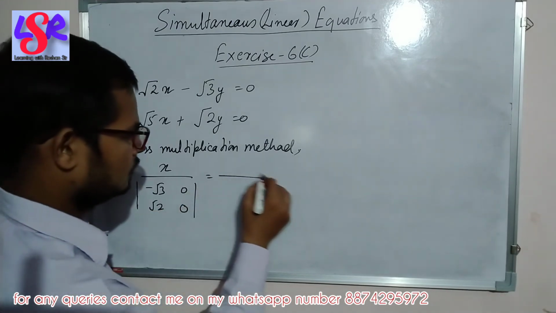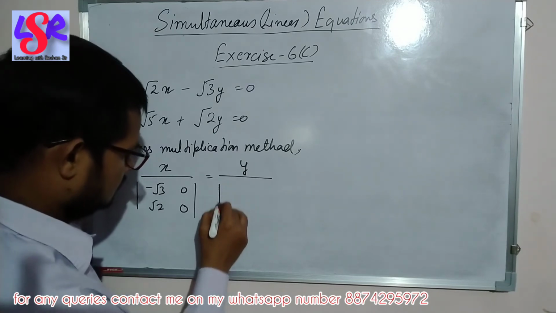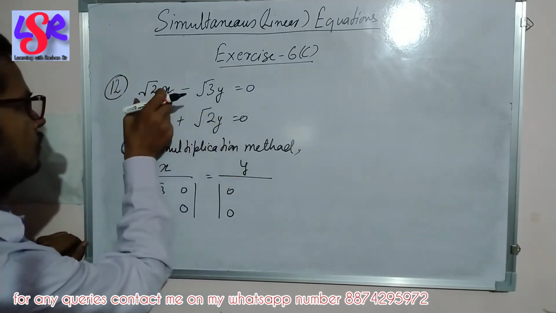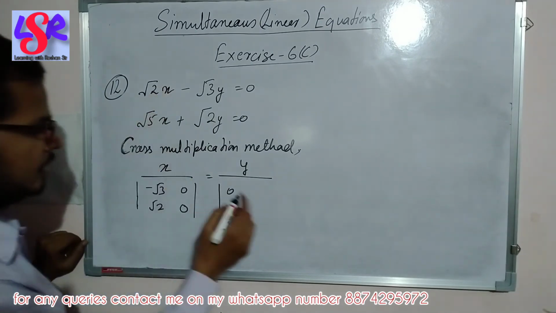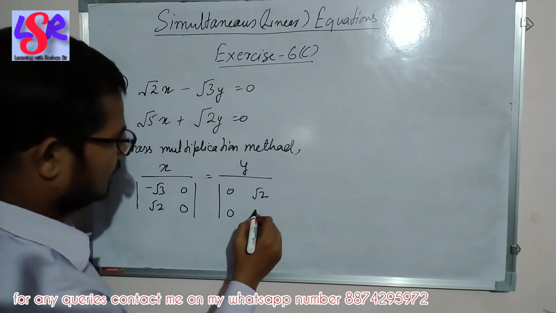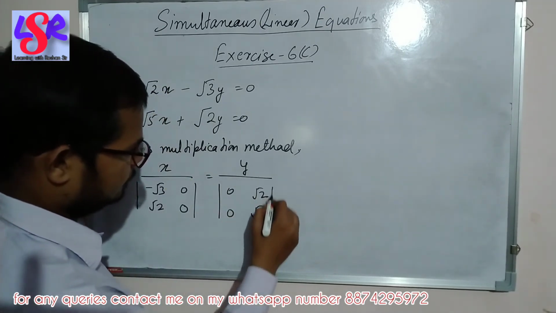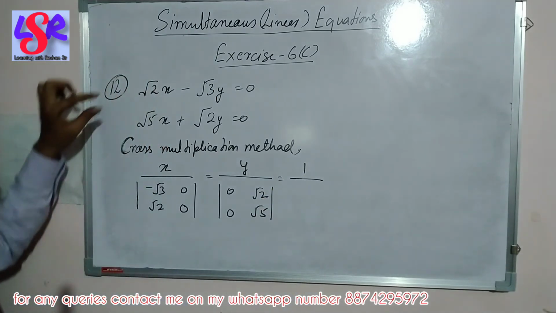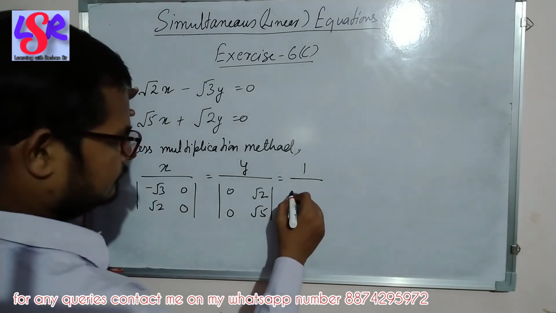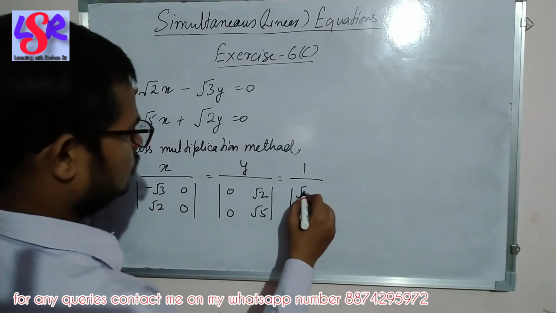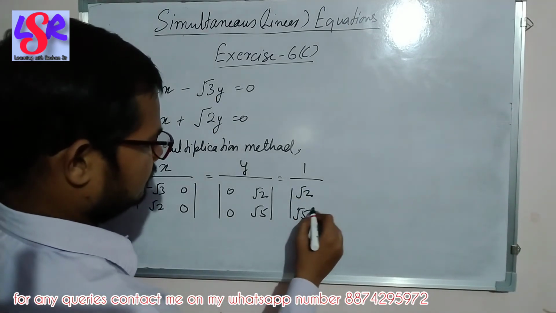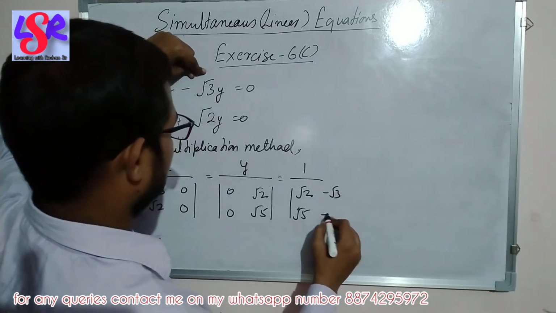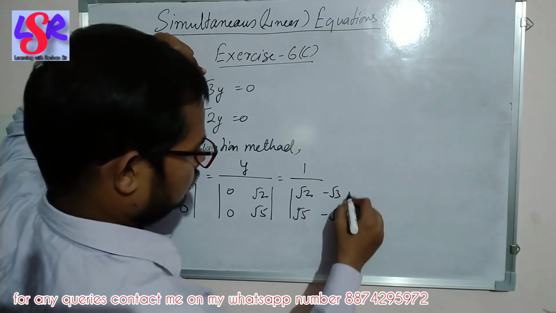Similarly y, the constant, that is 0 and 0, and the coefficient of x over here, that is root 2 and root 5, equals to 1 upon the coefficient of these two, that is root 2 upon root 5, and minus root 3 upon minus root 2.